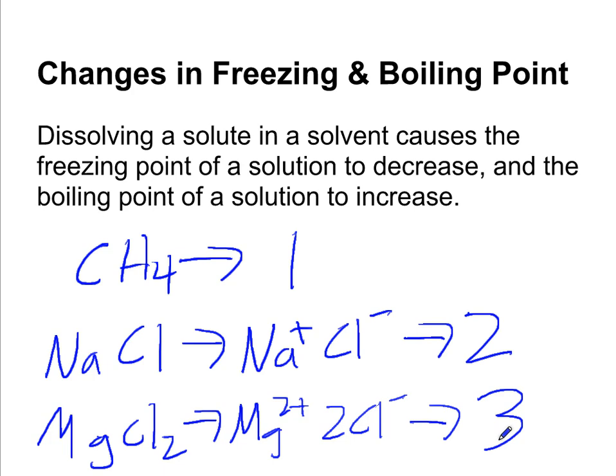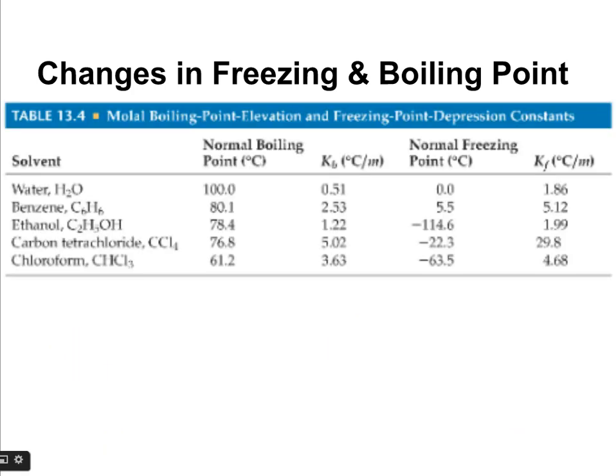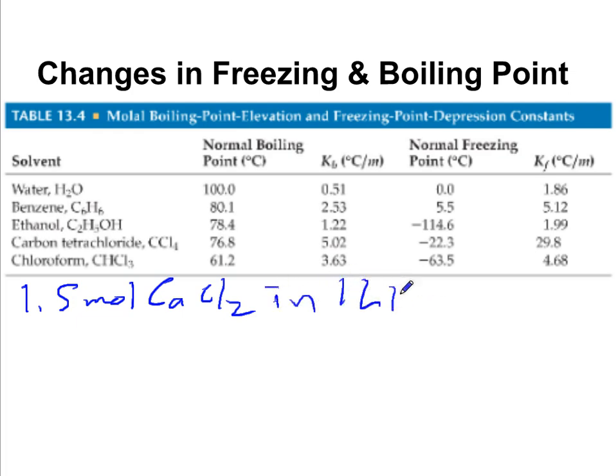So for all molecular substances, the van 't Hoff factor is going to be 1. For all ionic solutes, you just need to figure out the total number of ions that it would dissociate into and plug that into your equation. So let's look at an example problem. Let's say that we dissolve 1.5 moles of calcium chloride in 1 liter of water. And we need to find the new freezing temperature and boiling temperature of that water.